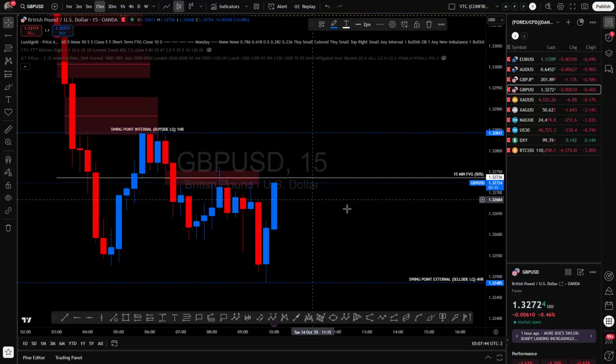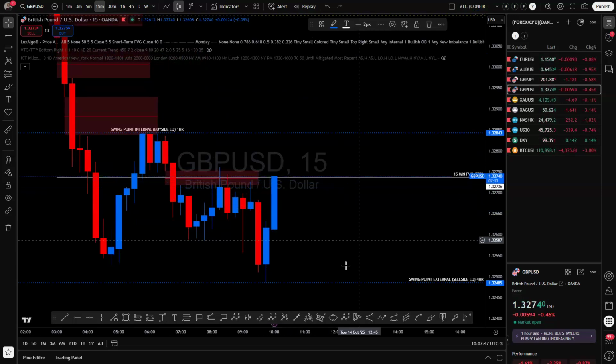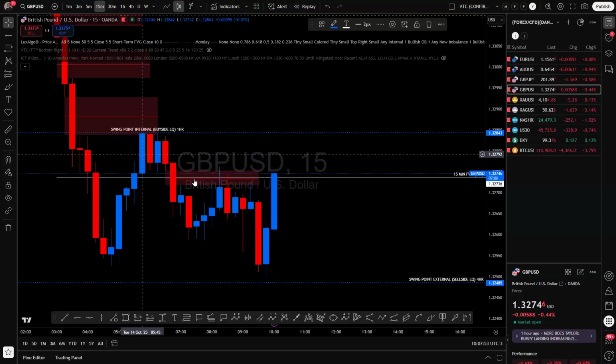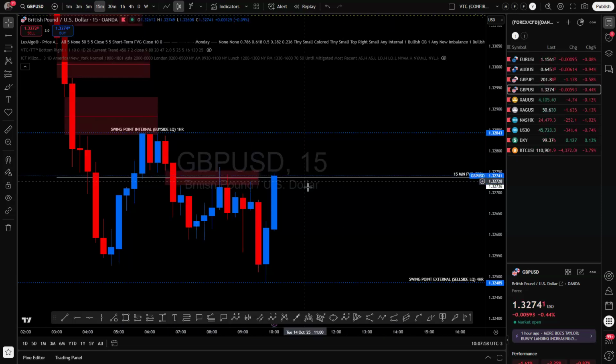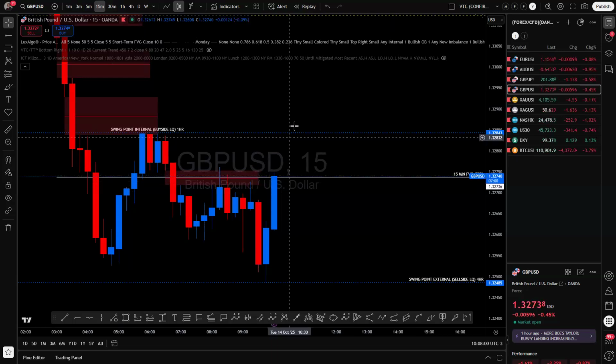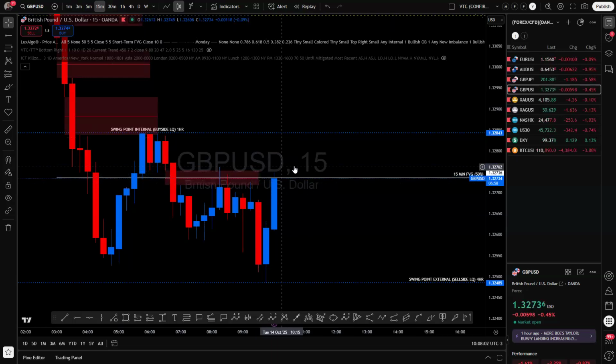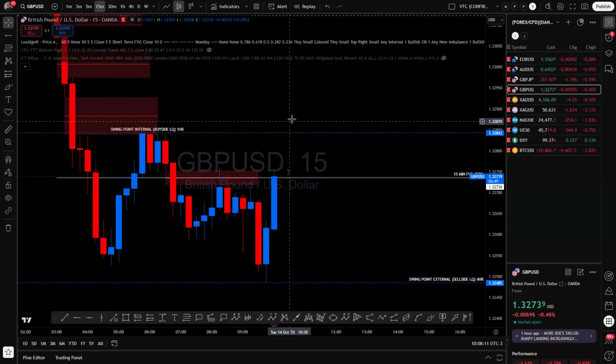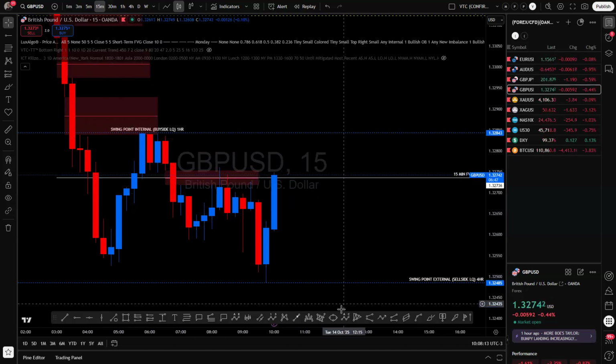Price is pushing past this already. So I would want to see price close above this. And if price closes above with some strength, price might be ready to go up to this fair value gap here and do a full manipulation and then come back down.